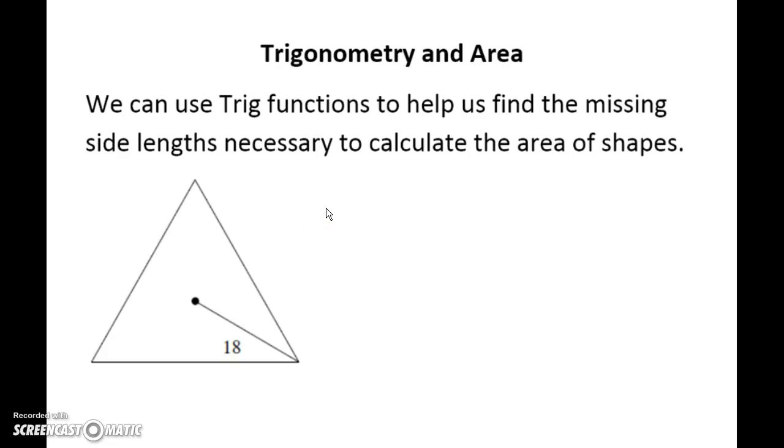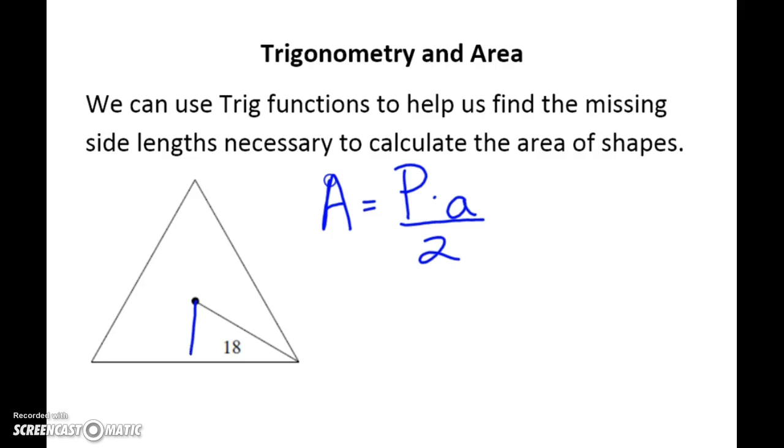Hello everyone. Today I'm going to do a few examples to show you how to do some area problems that involve a lot of trigonometry. The first one we're going to look at involves an equilateral triangle where they give me the radius, and the radius of my triangle is 18. The problem is my area formula calls for perimeter and the apothem. I don't have either of them, so I need to do some math to find them.